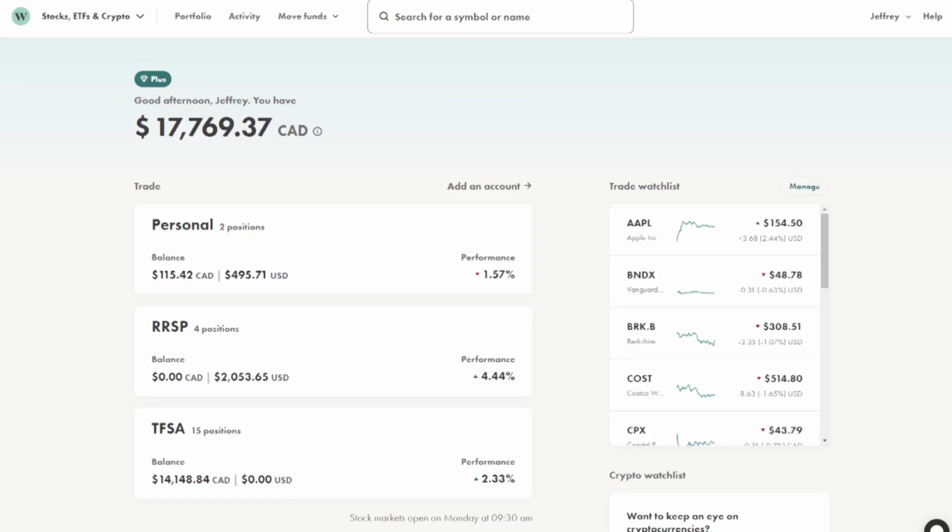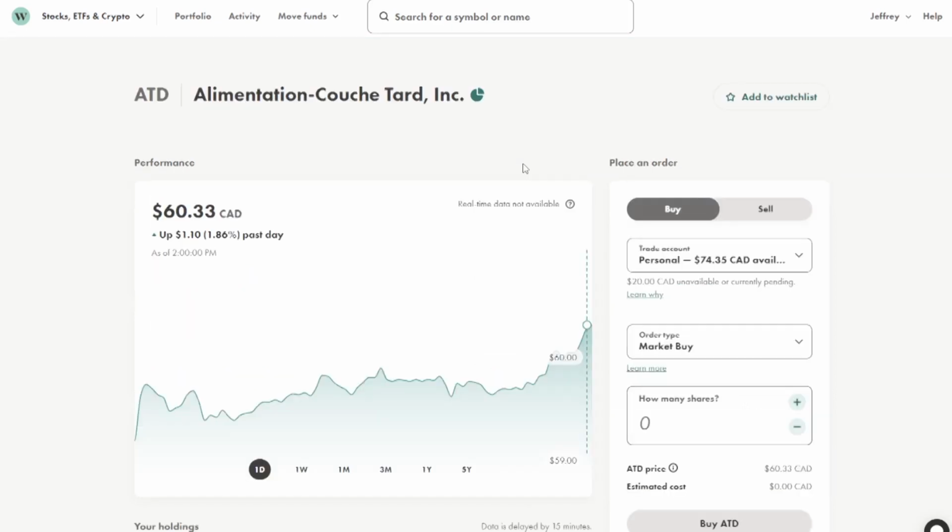Portfolio is currently sitting at $17,769, and with consistent contributions and buying profitable companies, I predict this will grow over time. Today, I'm going to be evaluating one of the most recent holdings I am averaging into, Alimentation Couche-Tard.